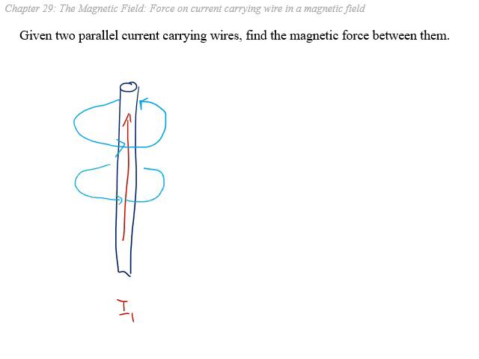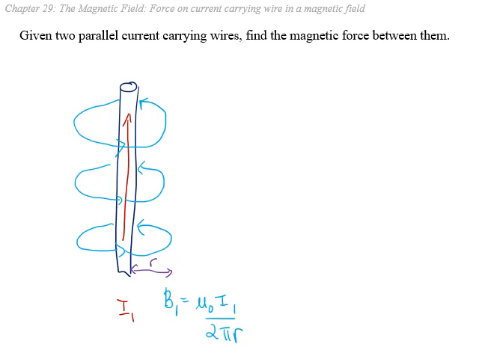So this is something we've covered already. Any current carrying wire makes a magnetic field around it. The magnetic field around wire 1 is B1 equals mu naught I1 over 2 pi r, where r is the distance where we're trying to find a magnetic field. Let's say that our distance r is the radius of the circle I've drawn here.